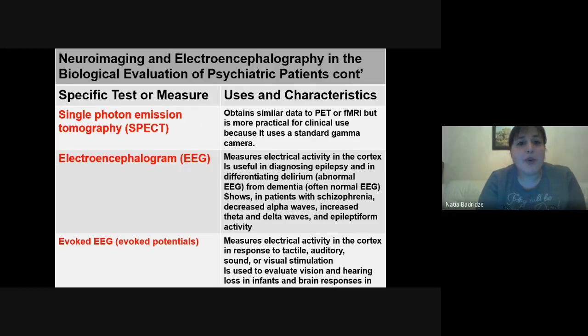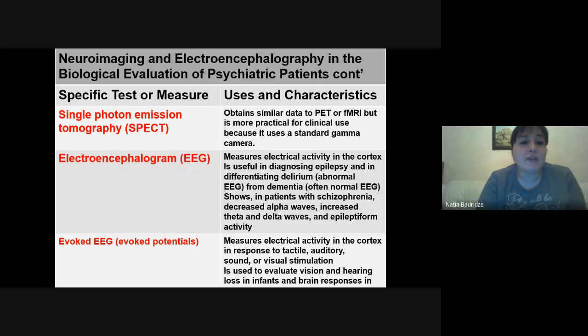Another type of neuroimaging is single photon emission tomography, or the SPECT scan, and it obtains similar data to PET and fMRI, but the difference is that with PET and fMRI we are using the cyclotron, and here a standard gamma camera is used. It is simpler to use the gamma camera than to use the cyclotron. That's the only difference, but the data with the SPECT scan are similar to the PET scan and fMRI.